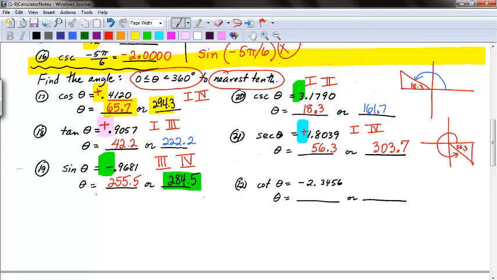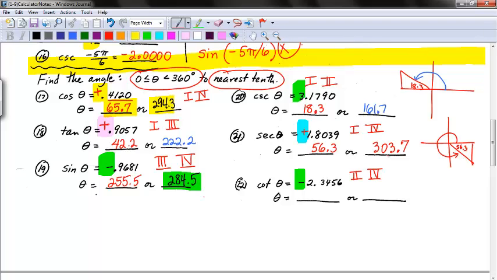Okay, cotangent. Cotangent is negative in what quadrants? 2 and 4. Every time you should be going through a smart trig class that helps you remember those. So we want our answers in 2 and 4. Cotangent is a reciprocal with tangent. And we don't know the angle. When you don't know the angle, that's when you do the inverse tangent.